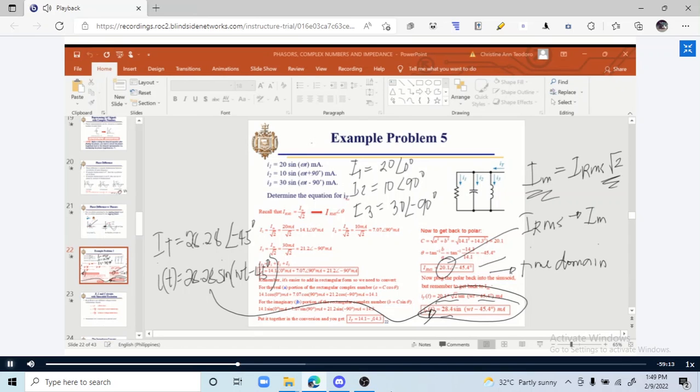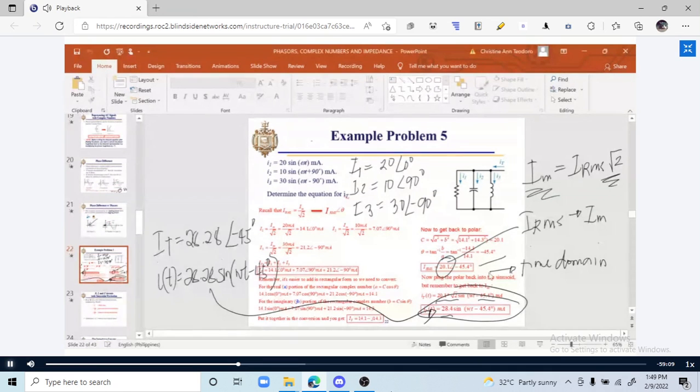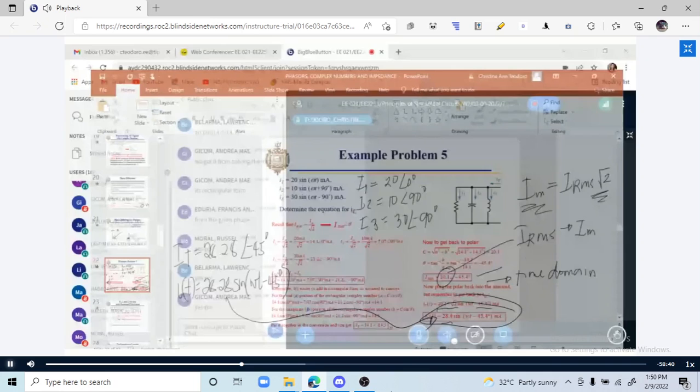Remember, you already have the IRMS, the phasor equivalent, which is equal to 20.1 angle negative 45.4. We got it from where? From this one, right? Onto the polar form. We just need to copy this one because this one is the phase angle and this one is also the phase angle required. So we just need to copy this one, from the given phase. Correct? Are you following?